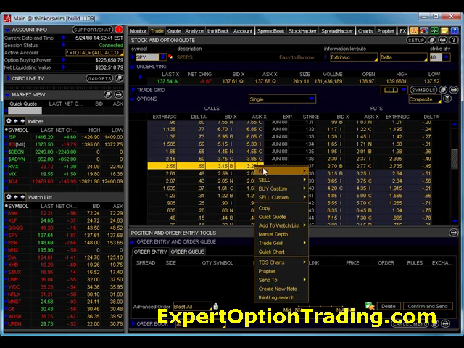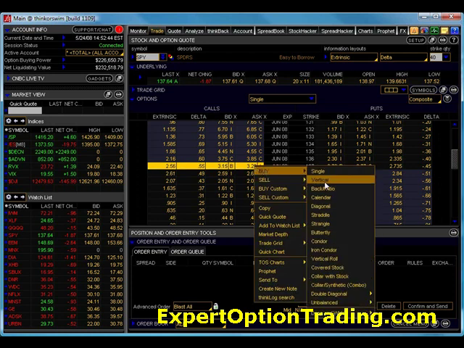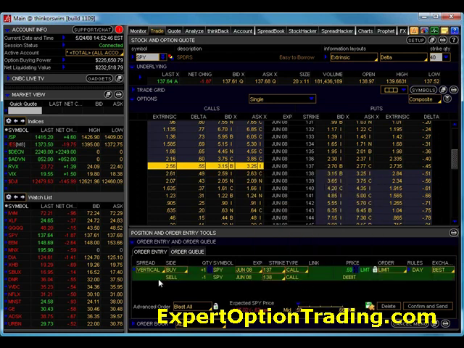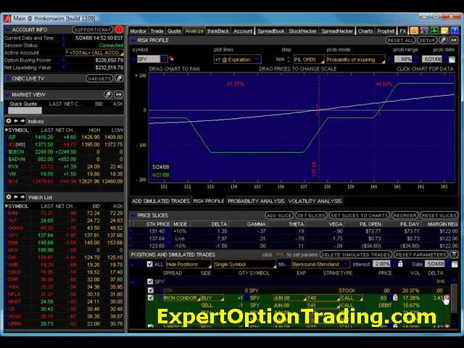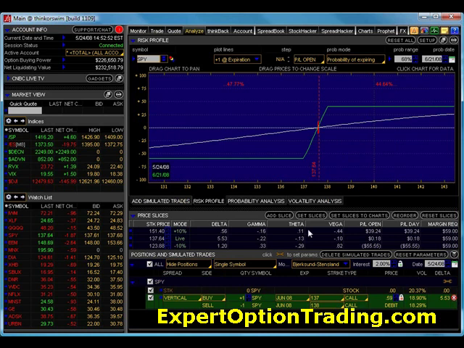Let's try it. We're going to buy a vertical spread, and then we're going to analyze it. Let's just get rid of this for a second. And you can see that the delta is a positive 6. It's almost approximately $6. And the theta is negative.